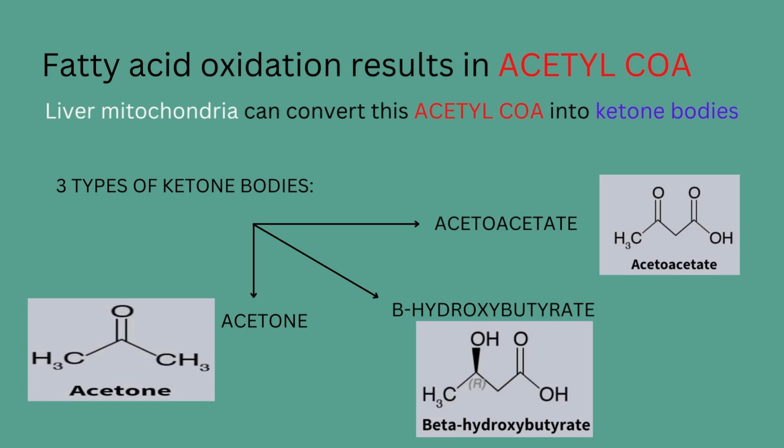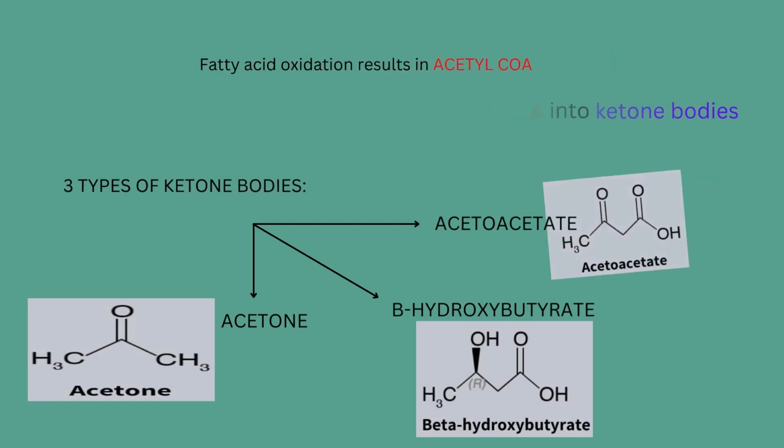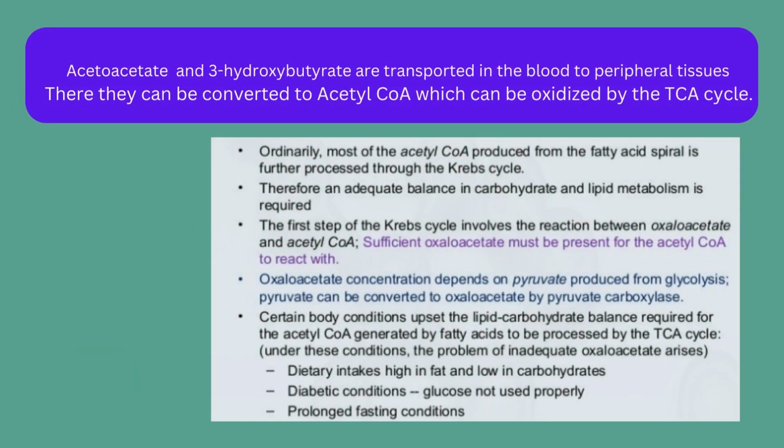Basically, there are three types of ketone bodies. First is acetoacetate, then beta hydroxybutyrate, and the acetone. Acetoacetate and 3-hydroxybutyrate, also known as beta hydroxybutyrate, are transported into the blood towards the peripheral tissues, and then here they can be reconverted back to acetyl CoA, and that acetyl CoA can be used in the TCA cycle, also known as the Krebs cycle.